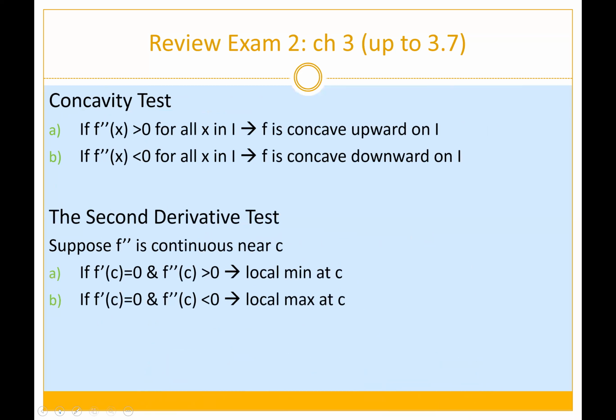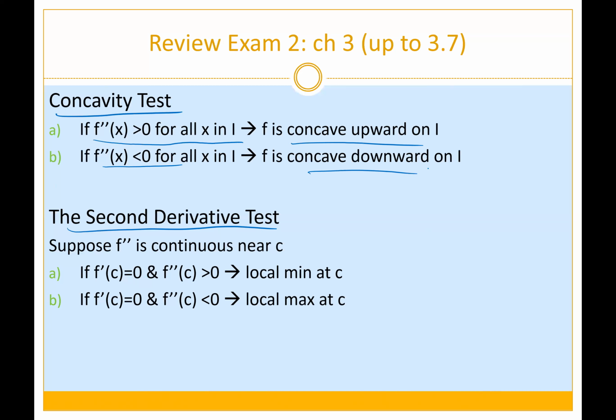So next is the concavity test and the second derivative test. As I said, the second derivative test is more computational, to find exactly what you have for a point: is it a local minimum or a local maximum, using the first and the second derivative. So first is the concavity test. If the second derivative is positive on an interval, then it's concave upward, and if it's negative, it's concave downward. So that's easy.